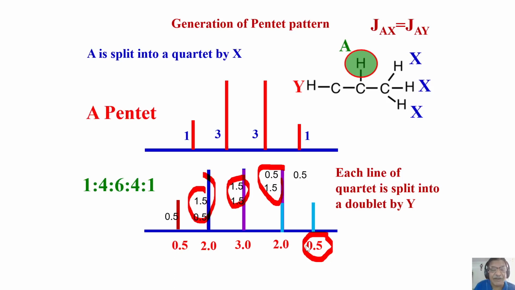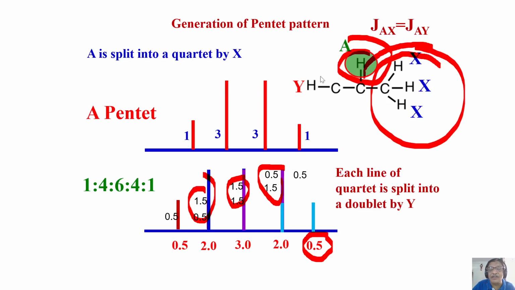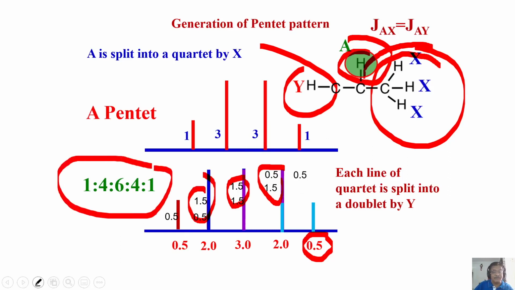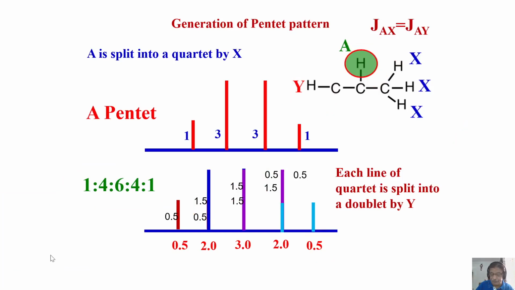When you get a pentet in your spectrum, please understand there is a possibility this proton of your interest may be coupled to CH3 and also CH with the equal coupling strength. As a consequence, lines will overlap. It will be a quartet of a doublet. Lines will overlap and you get a pentet of 1:4:6:4:1 intensity. Please remember this point very clearly.